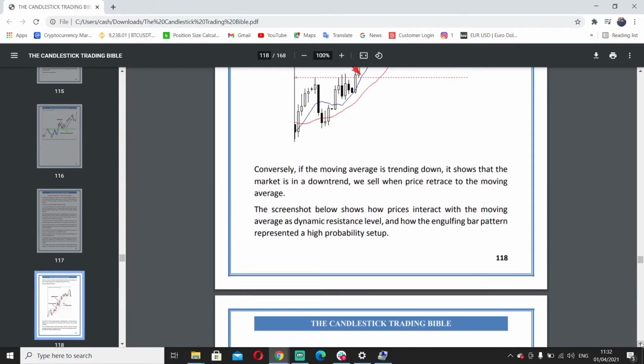Conversely, if the moving average is trending down, it shows that the market is in a downtrend. We see this when price retraces to the moving average. The screenshot below shows how prices interact with the moving average as a dynamic resistance level and how the engulfing bar pattern represented a high probability setup.